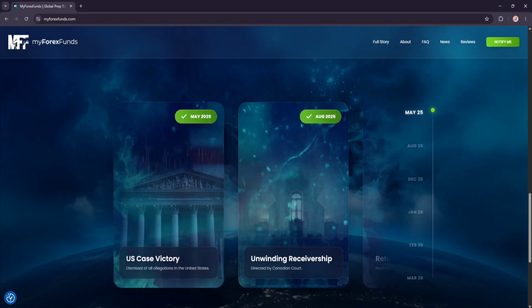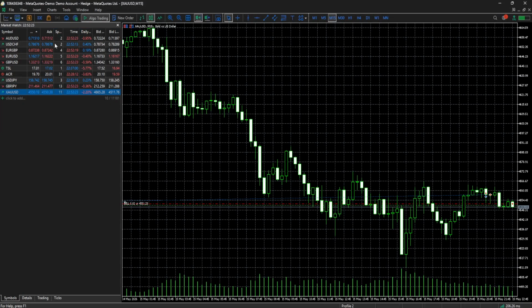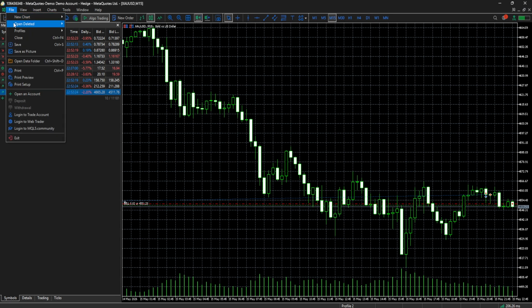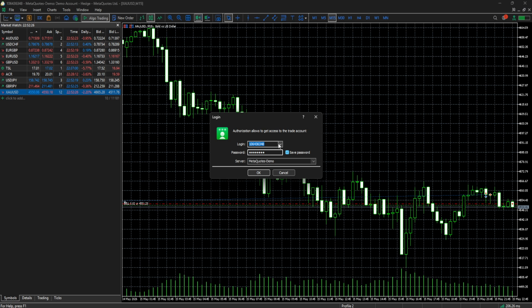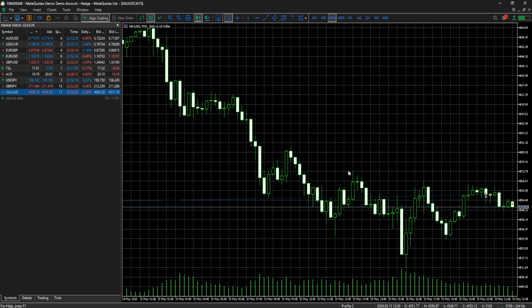Now open MetaTrader 5, go to File, then Log into Trade Account. Enter your login ID, your password, and the server name, then click Login. If the credentials are correct, you'll see the market prices updating and your charts beginning to move. If not, double check for extra spaces when copying and pasting, confirm the server, and make sure caps lock isn't on.